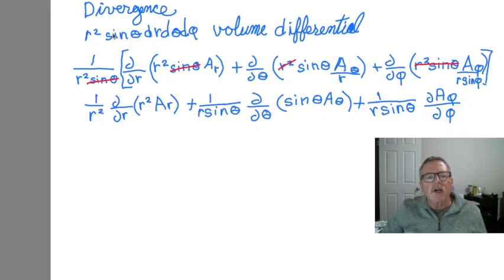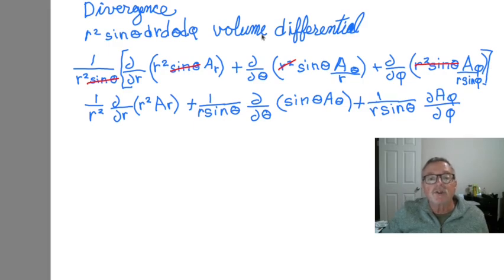r squared sine theta is the correction factor for the volume. You may recall that the correction factor for theta is r, and the correction factor for phi is r sine theta. So when you multiply those two together, you get r squared sine theta. That's the correction factor for every little change in radius, theta, and phi. Those three multiplied together give you the volume, a small little volume of the sphere.